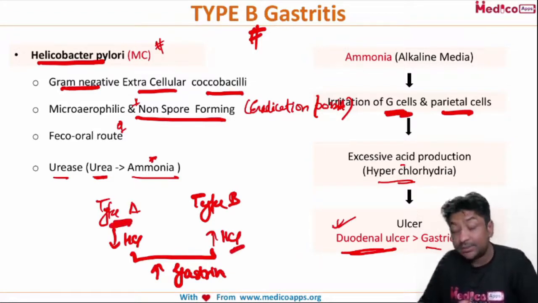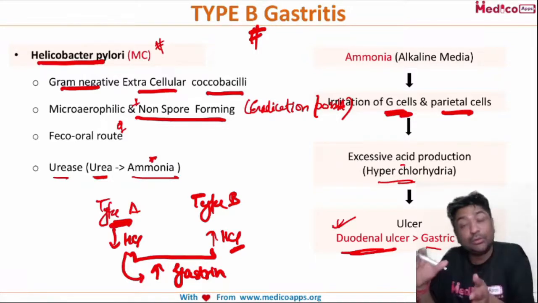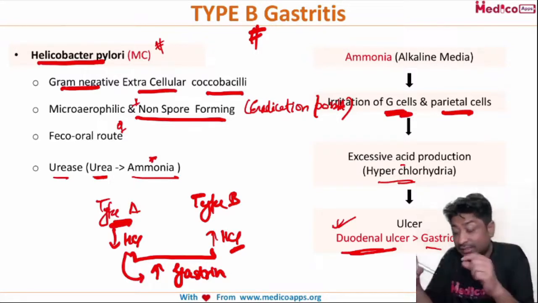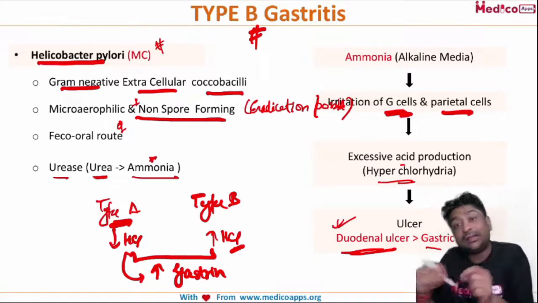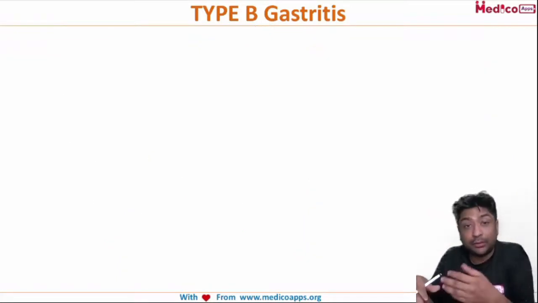Here, what happens when the HCl is decreased? There is an achlorohydria that will lead to a further increase in the gastrin. So in both type A and type B, even though the HCl level is increasing or decreasing, the gastrin level will increase in both these conditions. So this again is a very, very important point. Now, having understood the pathogenesis, what will we do to diagnose it?